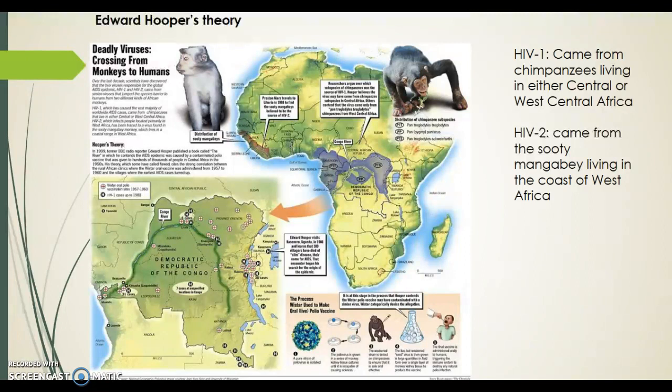One of those theories is Edward Hooper's theory. Basically, he was a BBC radio reporter. In his book The River, he explains that the acquired immunodeficiency syndrome epidemic was caused by a contaminated polio vaccine that was given to hundreds of thousands of people in Central Africa in the 1950s. He showed the strong correlation between the rural African clinics where the Wistar oral vaccine was administered from 1957 to 1960 and the villages where the earliest acquired immunodeficiency syndrome cases appeared. You guys can see it over here.